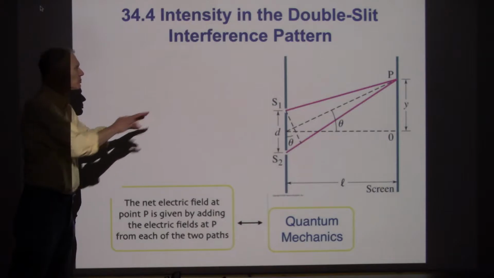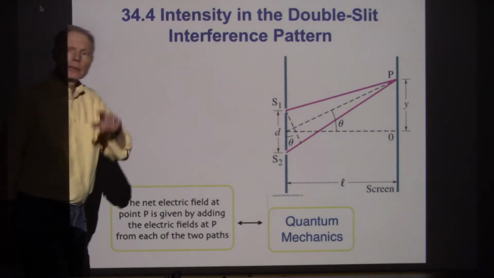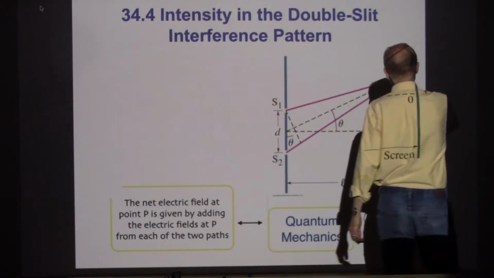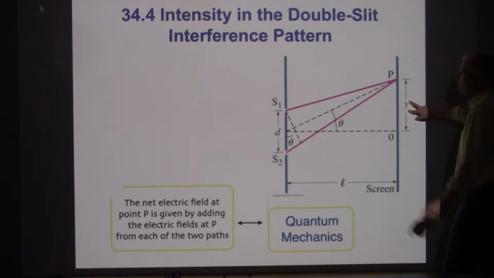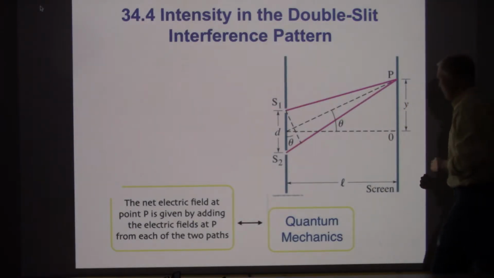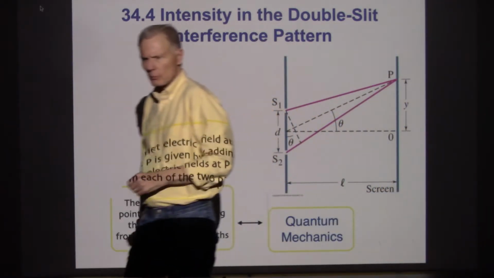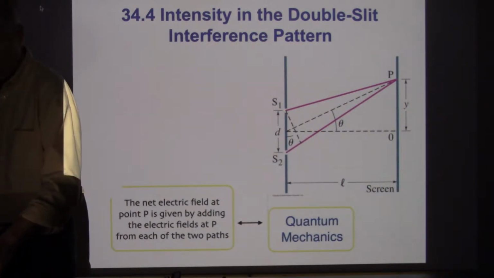So again, this is just a drawing of what we've been working on. This is kind of interesting too. We've been calling this distance x, but somehow it turned into y. Everything else looks the same. Two slits, distance between the slits, angles are defined the same way. But x has turned into y.